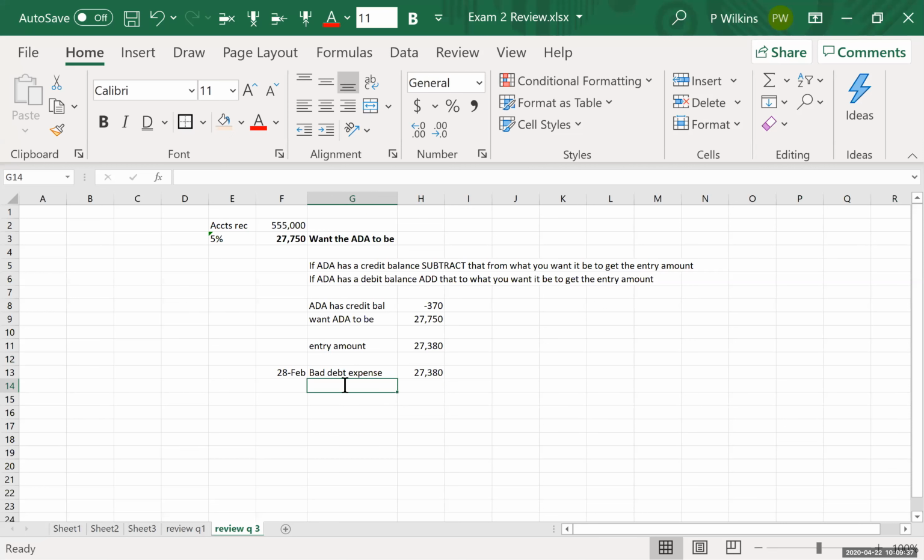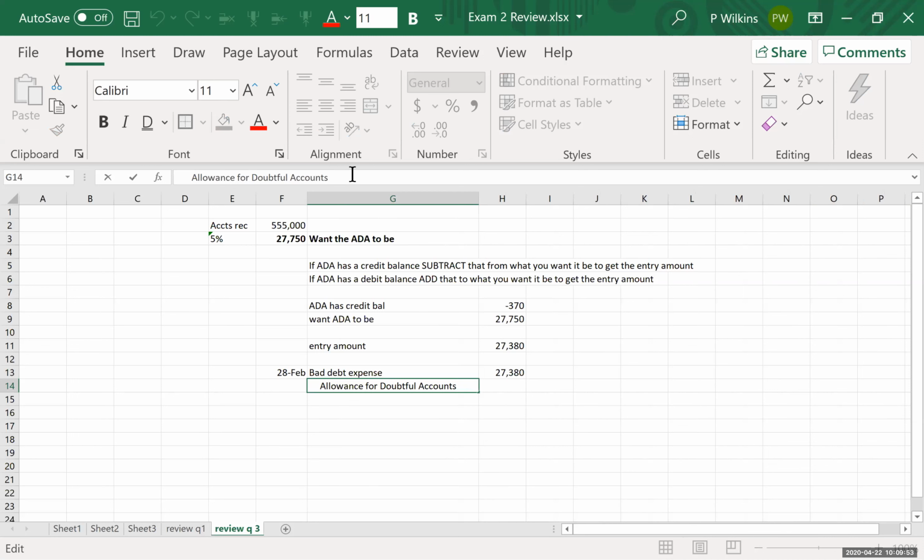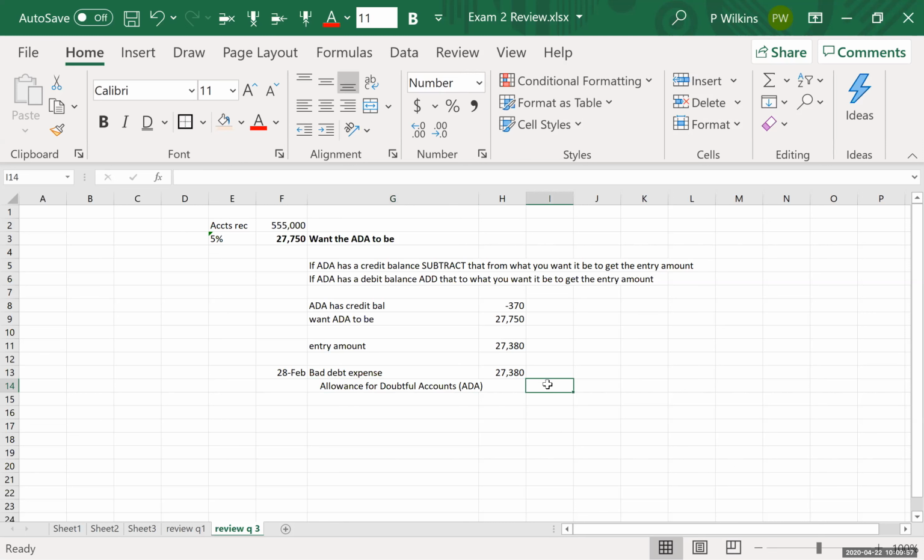And we're going to credit allowance for doubtful accounts. Allowance for doubtful accounts. And I'm going to put in parentheses that that's the one we call the ADA. Okay. So we're going to credit that $27,380. Okay. So that's for February 28th. Okay, then what do they say?